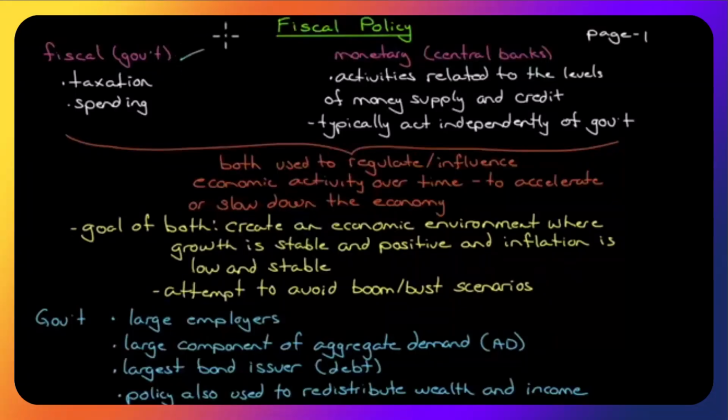Fiscal policy is anything the government does that is related to the economy. Monetary policy is anything central banks do, and pretty much everything the central bank does is related to the economy or to the banking sector. So we'll start with monetary here. Activities related to the levels of money supply and credit, and how credit is managed, is typically through the interest rate. If you raise the interest rate, you make credit more expensive.